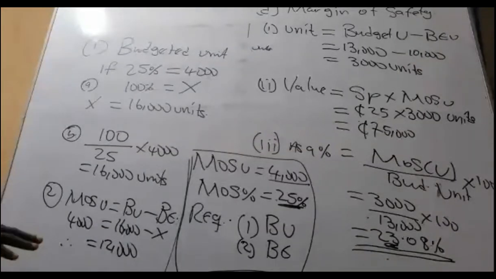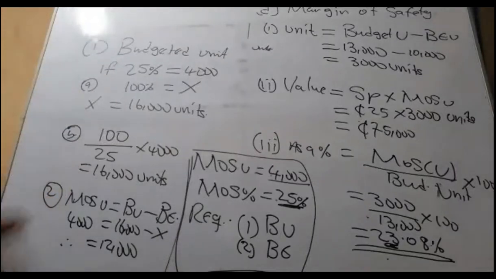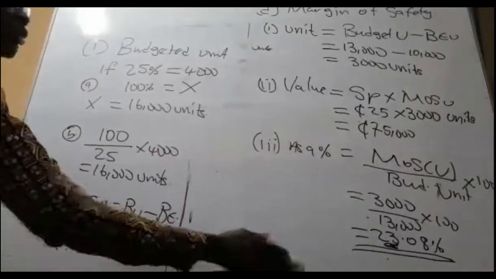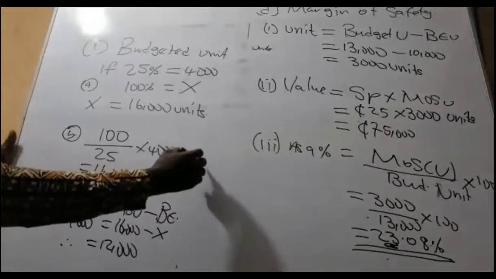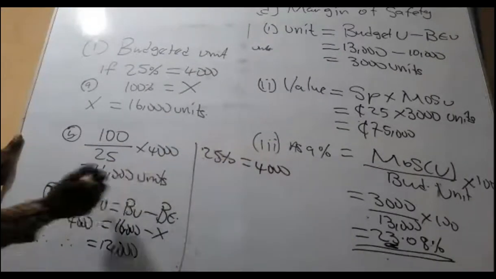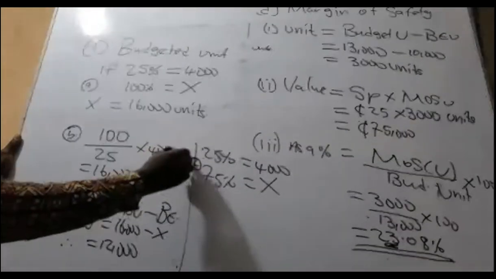The difference between the budget and the break-even is the margin of safety. So now you know the margin of safety and the budget, so the difference must also give us the break-even. That's method one. Method two: you know that break-even is always lesser than the 100%. If 25% is equal to 4,000, break-even represents 75%, which we don't know, so we solve it, and we give you the same answer. That's method two.